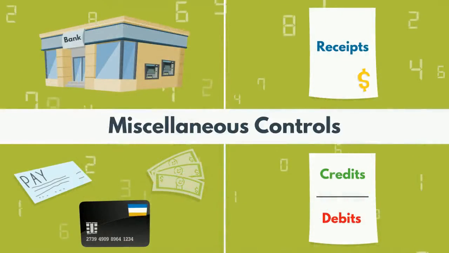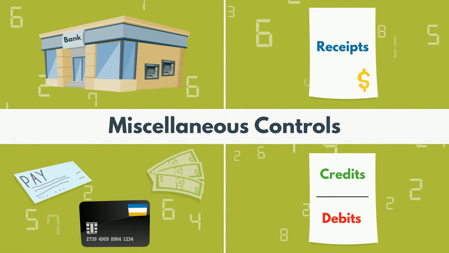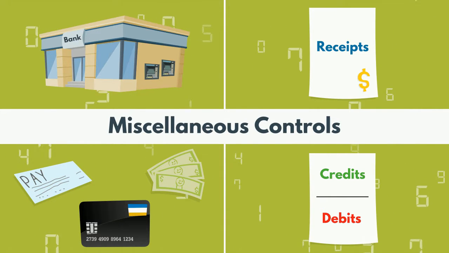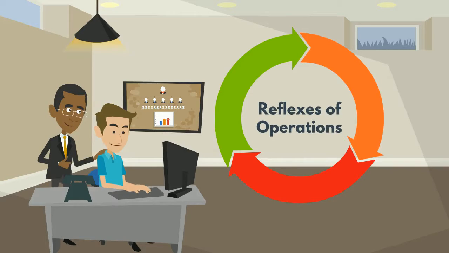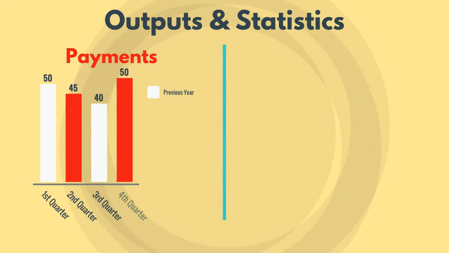Miscellaneous controls, such as methods of payment, receipts, treasury classification, cash books. The automation of the reflexes of operations, over accounting, budgeting, and checking accounts. Multiple outputs and statistics.